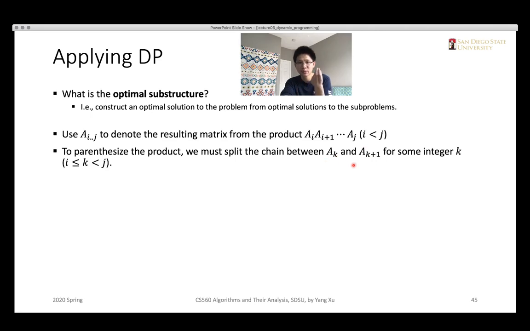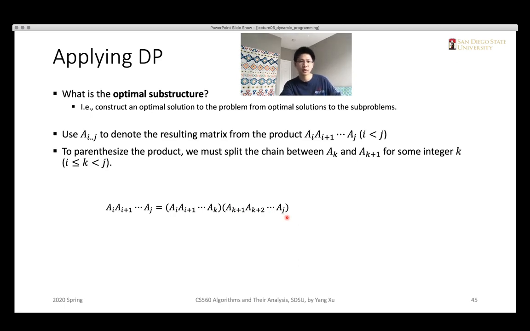Okay, so there are always some k that we should choose in order to do the split. So when the k is chosen, we can write the chain products from AI to AJ on the left of this equation to the combination of two parts on the right. Within the first parenthesis, it's the chain product from AI to AK. And within the right parenthesis, it's the chain product between k plus 1 to AJ.